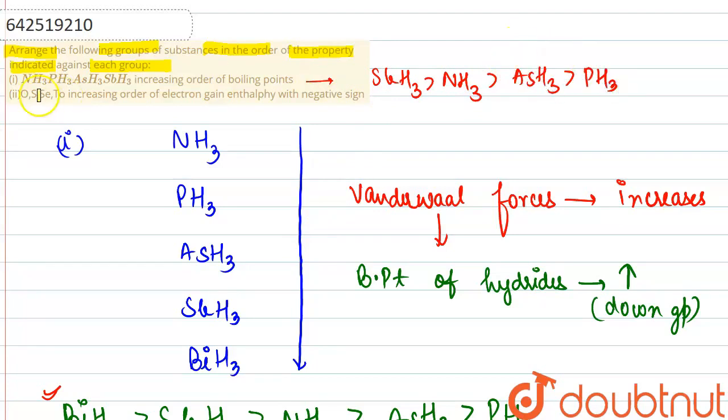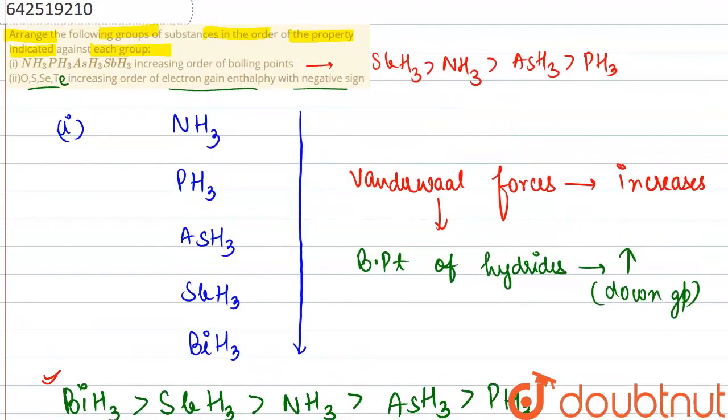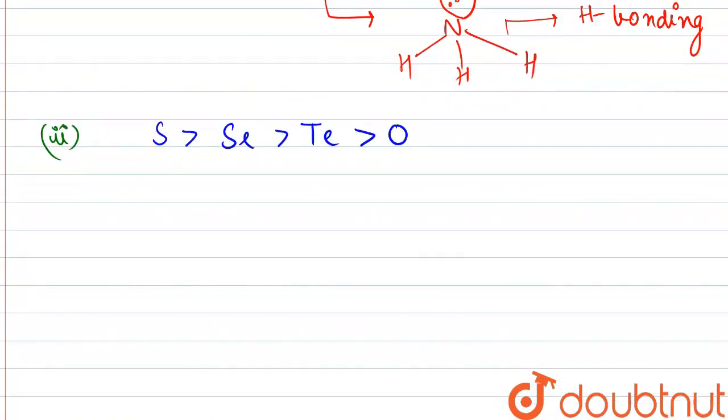The second part of the question says that oxygen, sulfur, selenium, Te, that is tellurium, we have to arrange in increasing order of electron gain enthalpy with the negative sign. So we know electron gain enthalpy is the energy released when an extra electron is added to an isolated atom. So what is the correct order over here? Sulfur, selenium, tellurium, then oxygen. Electron gain enthalpy decreases on going down the group, right? So this will be the correct order.